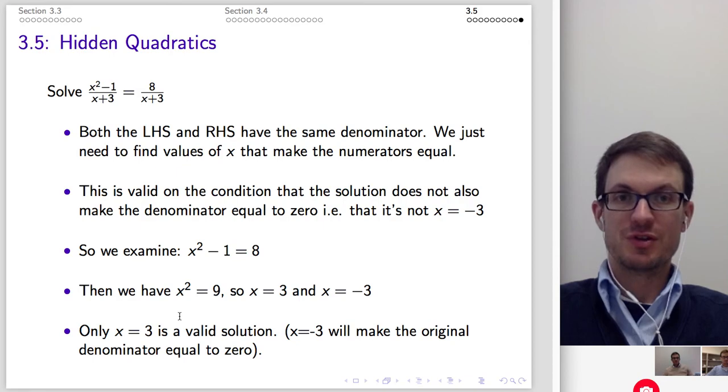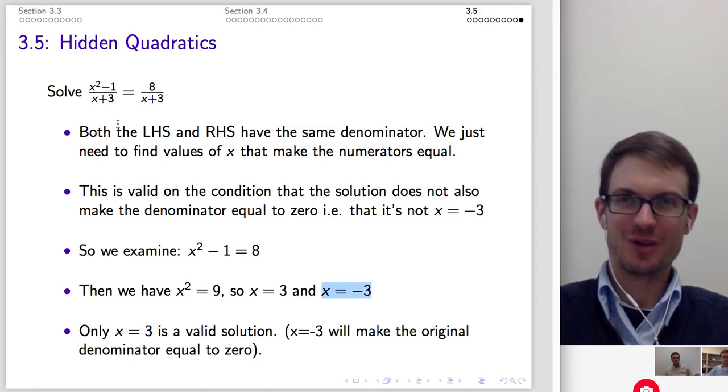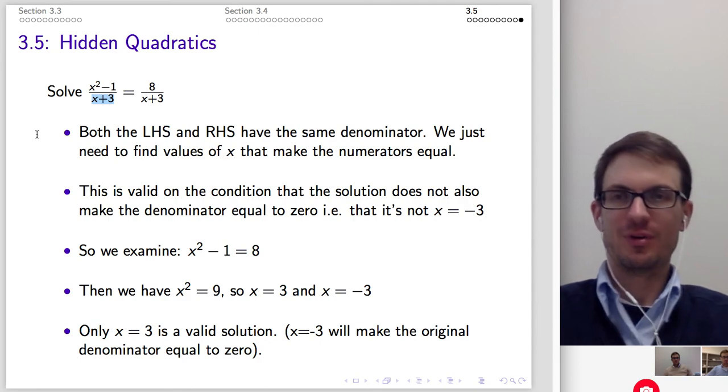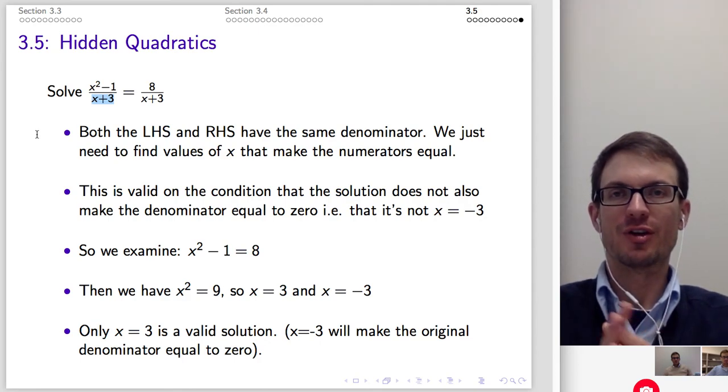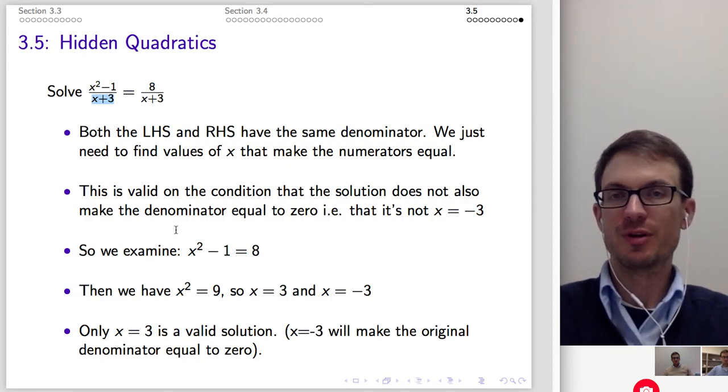Okay, now here's our denominator restriction. Only x equals 3 is a valid solution. You're wrong if you say x is equal to minus 3 is a solution. Why? Well, put in x is equal to minus 3 there, and this becomes 0, and then our denominator is undefined. So we restrict our domain to exclude x equal minus 3. Okay, cool. Let me know if you have questions.